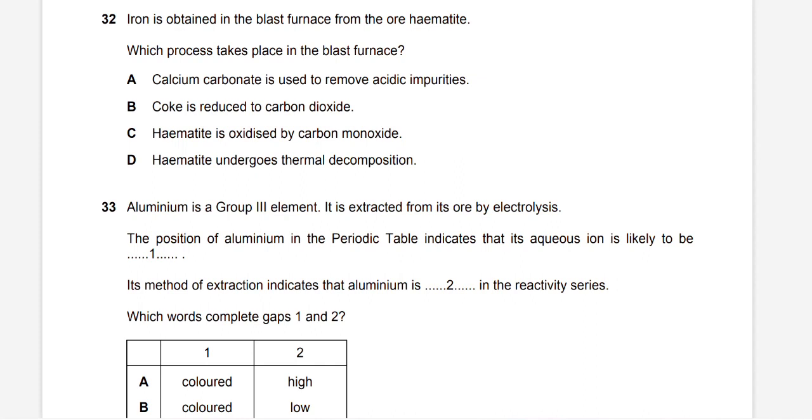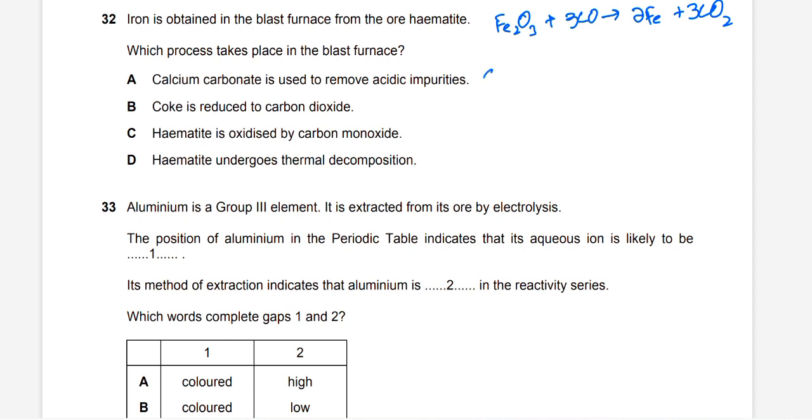Iron is obtained in the blast furnace from the ore hematite Fe2O3. Which process takes place in the blast furnace? Fe2O3 basically reacts with 3 carbon monoxide to form 2Fe plus 3CO2. Calcium carbonate is used to remove acidic impurities. It's okay. Coke is reduced to carbon dioxide. It's also okay. What are we looking for? Calcium carbonate is used to remove acidic impurities.